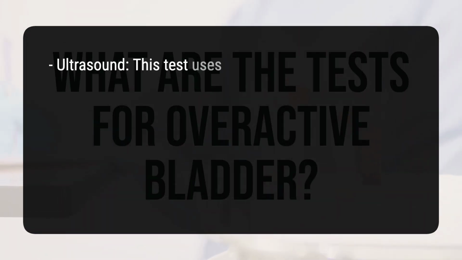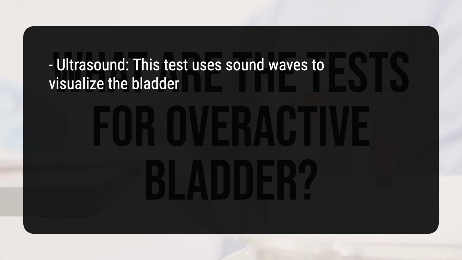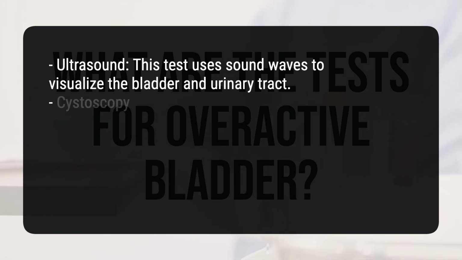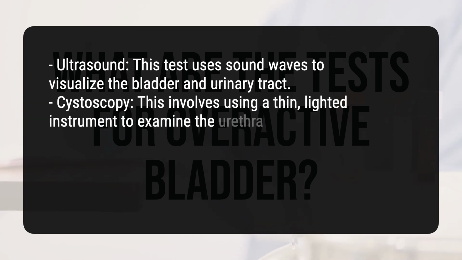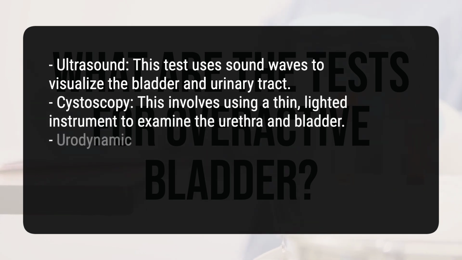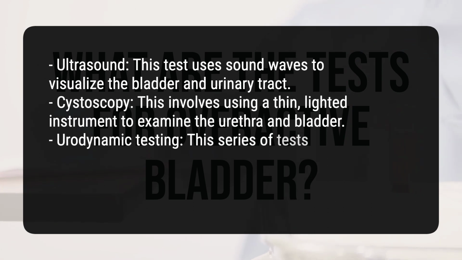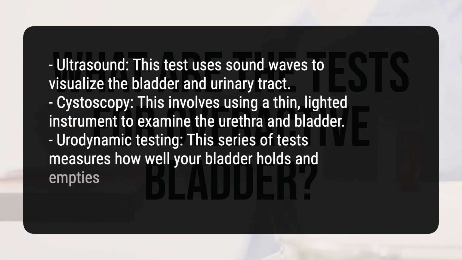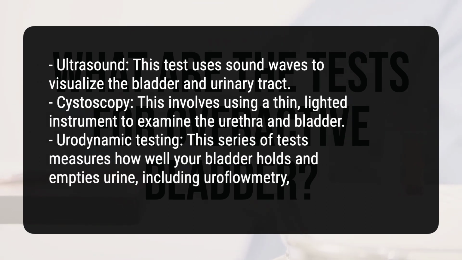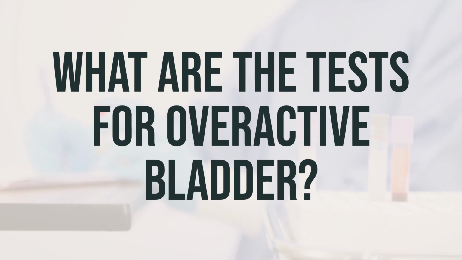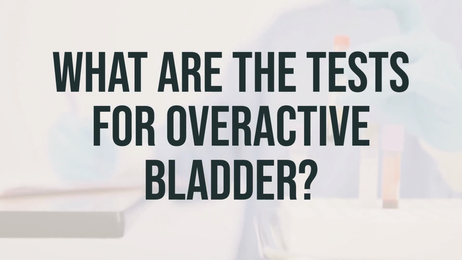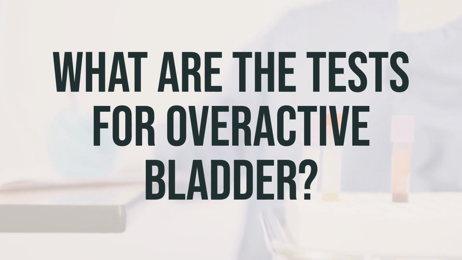Ultrasound. This test uses sound waves to visualize the bladder and urinary tract. Cystoscopy. This involves using a thin, lighted instrument to examine the urethra and bladder. Urodynamic testing. This series of tests measures how well your bladder holds and empties urine, including uroflowmetry, cystometry, EMG, and voiding cystourethrogram. These tests can help your doctor determine if your overactive bladder is caused by infection, blockage, or bladder muscle issues, which can then guide the appropriate treatment.